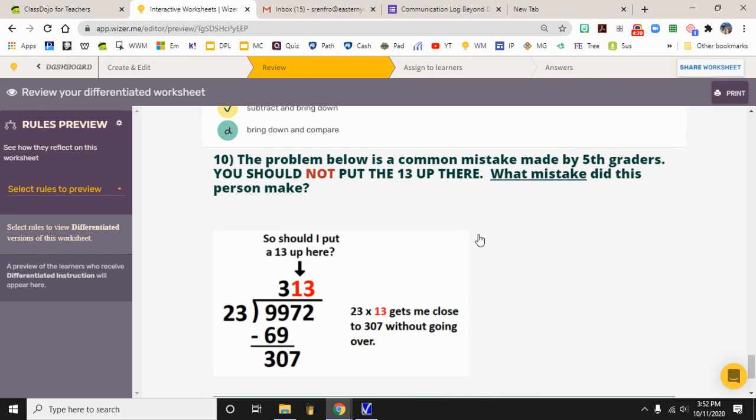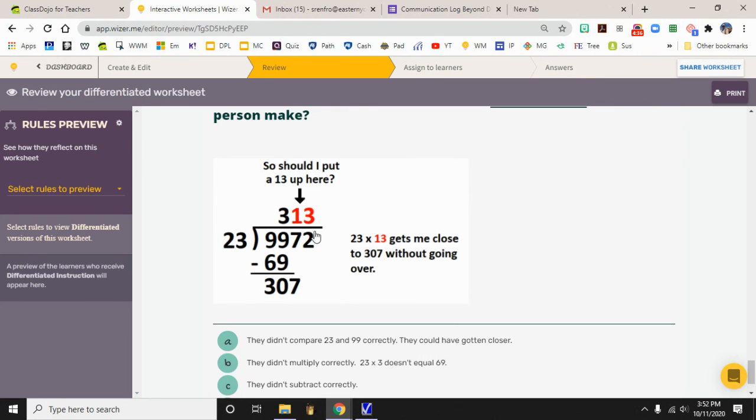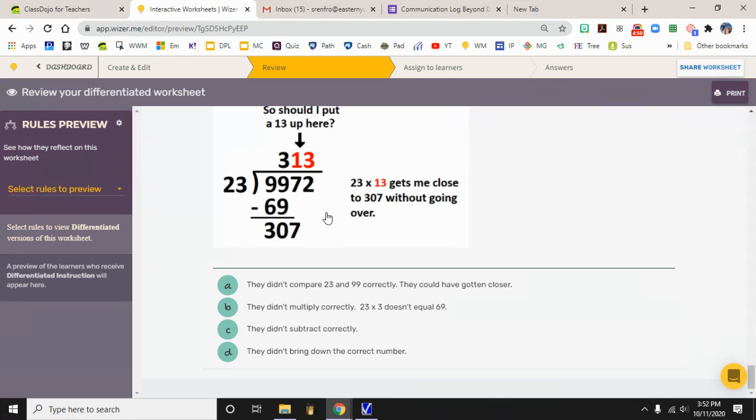The problem below is a common mistake made by 5th graders. You should not put the 13 up there. What mistake did the person make? Anytime you're putting a number up here, you're only putting one single digit number. You're going to put a 0 or a 1 or a 2 or a 3 or a 4 or a 5 or a 6 or a 7 or 8 or a 9, but not a 10 or higher. So what did they do?